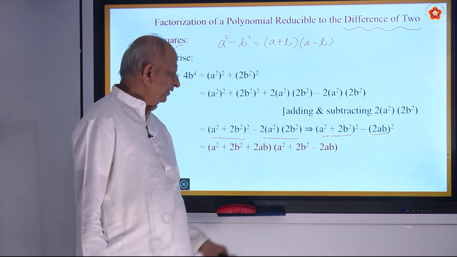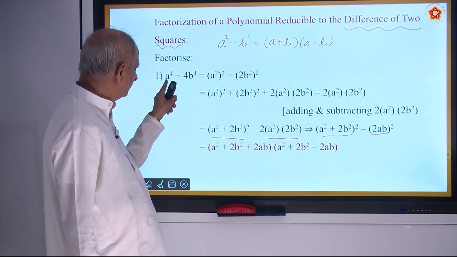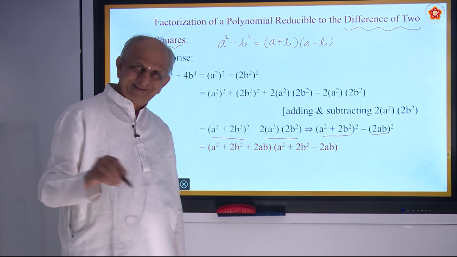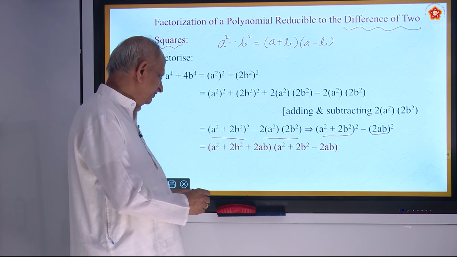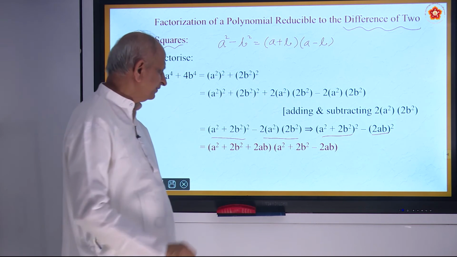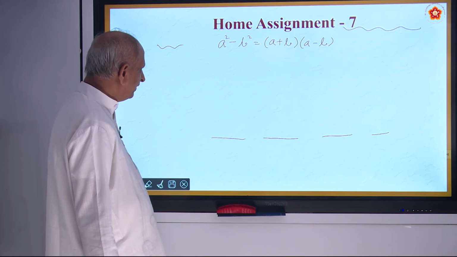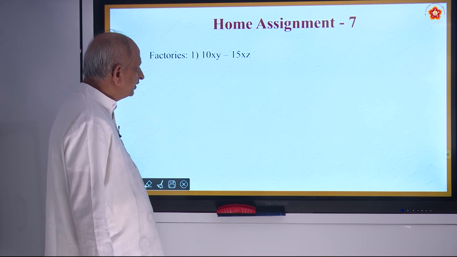Okay, and once you add it, you have to subtract that also, because it is not given here. You are given only two items. The third item is added, and the same item is cancelled. And then we grouped such that we get a beautiful answer. Okay, shall I work out one more problem? So that is the home assignment.